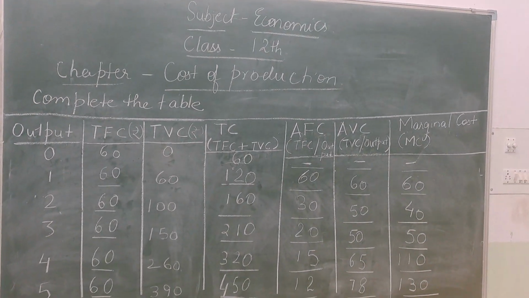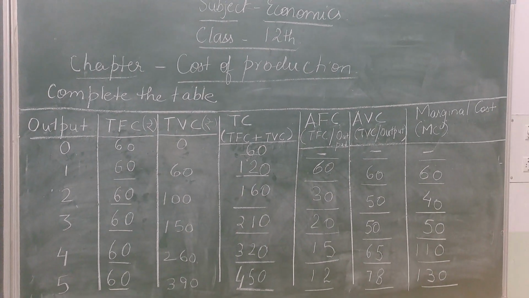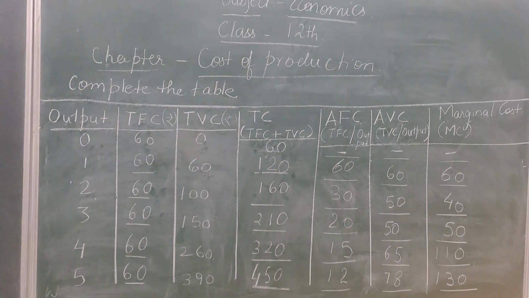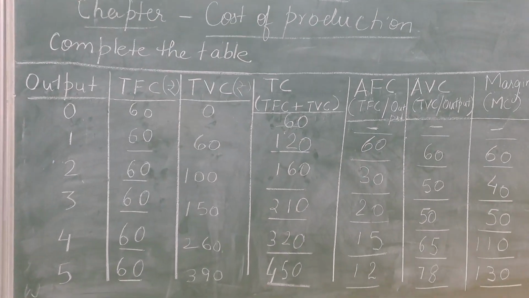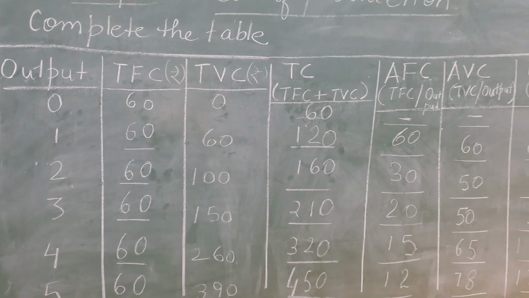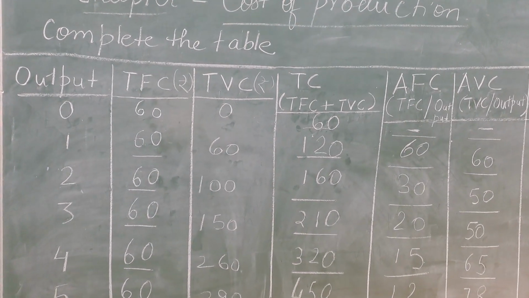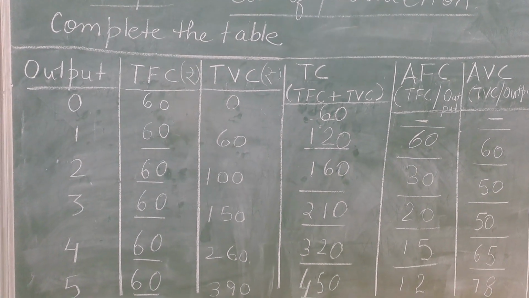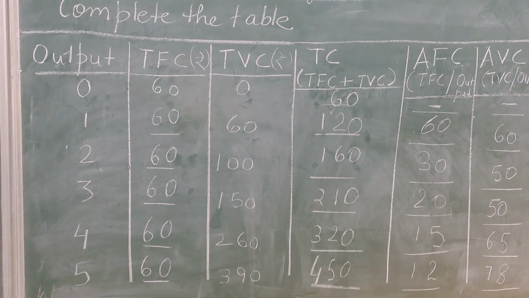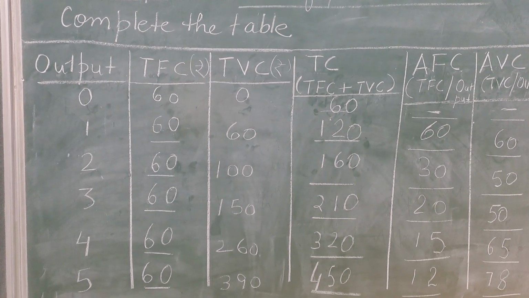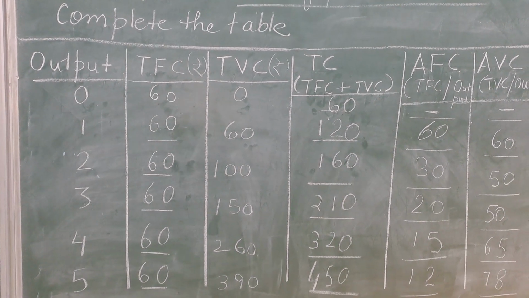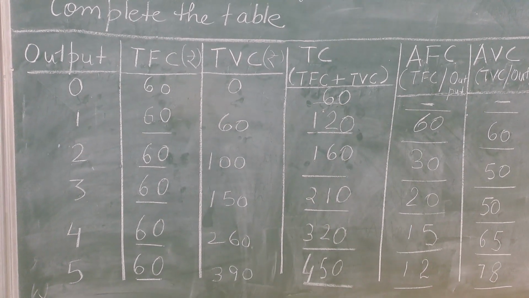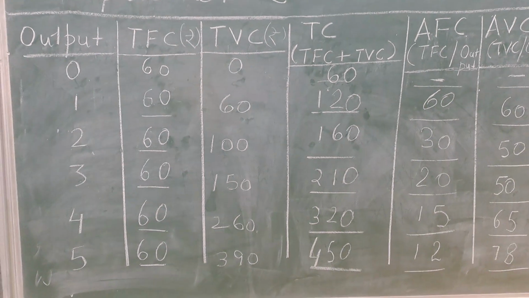Today we will understand the numerical aspect of the chapter cost of production. Here generally you get the question complete the table, and in complete the table the data which is given to you is output 0, 1, 2, 3, 4, 5, and first TFC is given to you 60 and TVC is given to you 0, 60, 100, 150, 260 and 390.